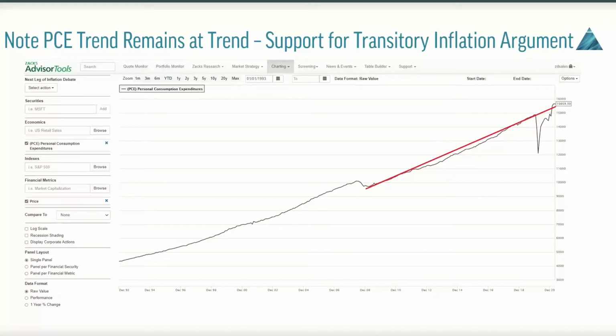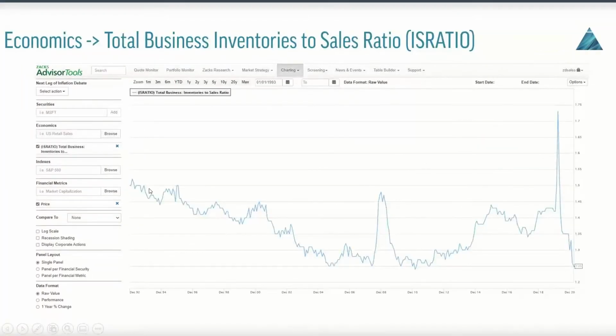What we're going to do now is take a look at another economic series, total business inventory to sales ratio. And you can simply type in total business inventories, or you can just type in IS ratio, begin to type it, IntelliSense will again pick it up and you'll be able to choose it here. And what you're going to want to do here again is just note that we are basically looking at business inventories per unit of sales.